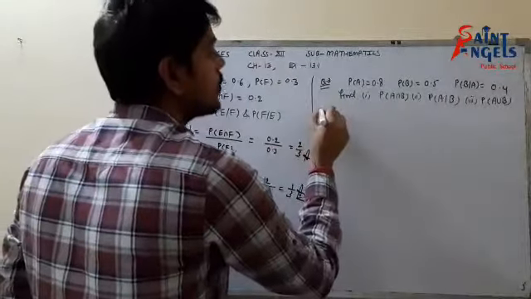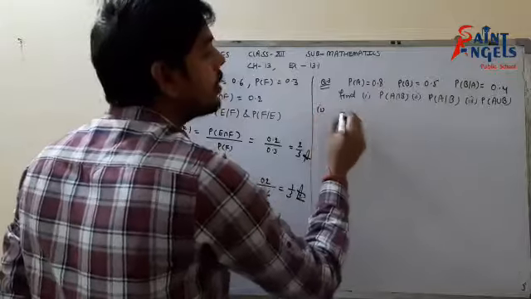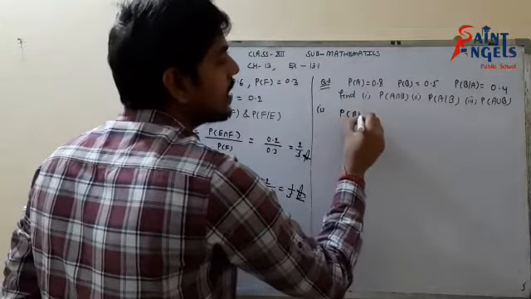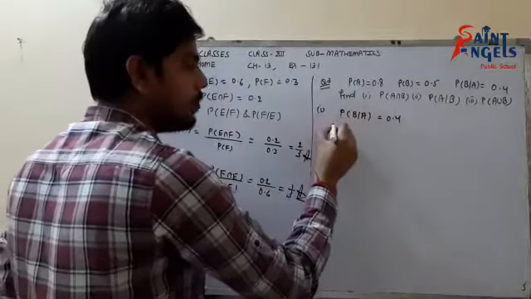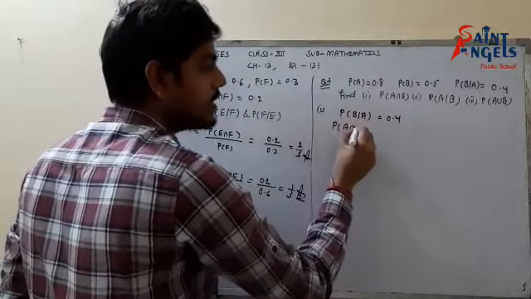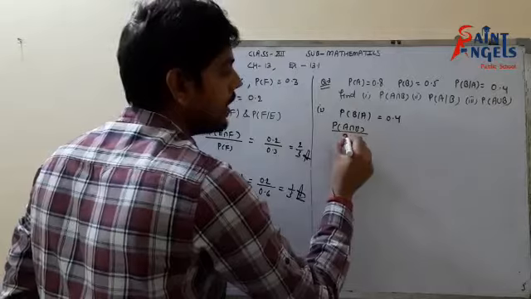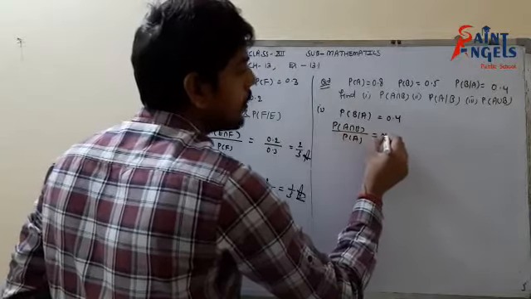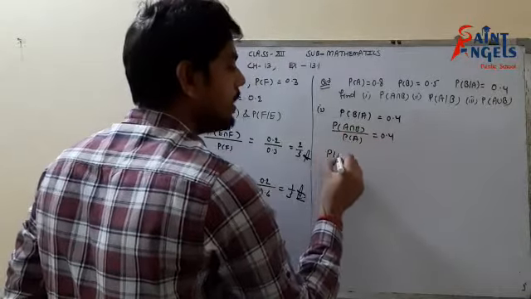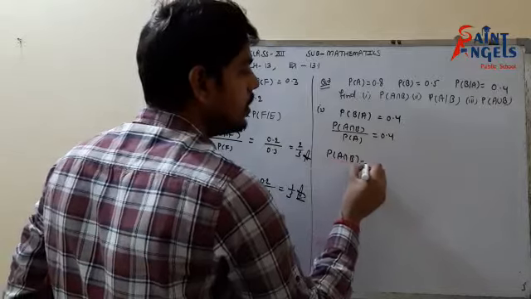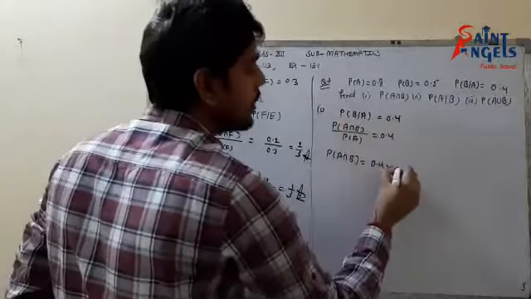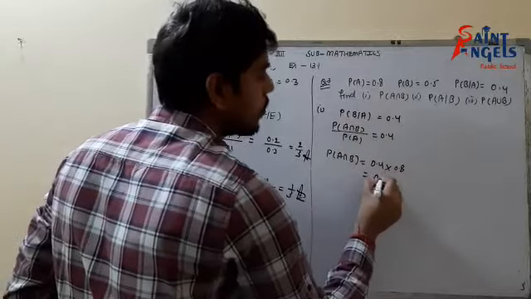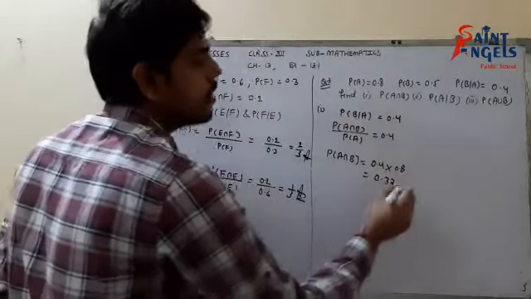So first of all, the first part. We have given P(B|A) equals 0.4. So it means P(A intersection B) upon P(A) equals 0.4. So from here, P(A intersection B) would be 0.4 into P(A), and P(A) is 0.8. So that would be 0.32, the answer.